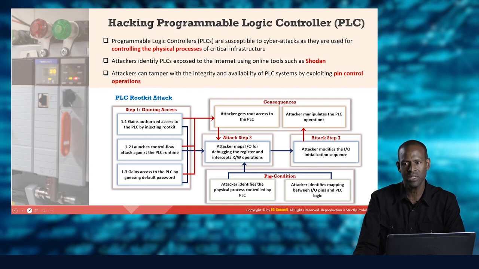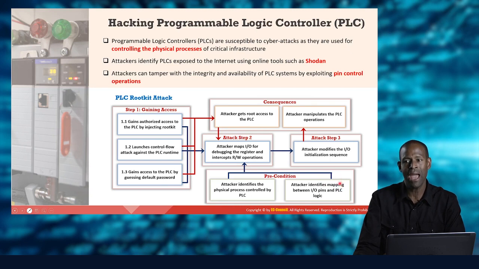Now, some of the preconditions to being able to map out the I/O and to be able to intercept read-write operations is they identify the physical processes that are controlled by the PLC. So if the PLC controls some part of an industrial process on a conveyor belt, for instance, or if it's controlling a series of robot arms, it's a whole lot different, both of those processes. So if you can find out what it's doing, then you can begin to map out that I/O for all the operations.